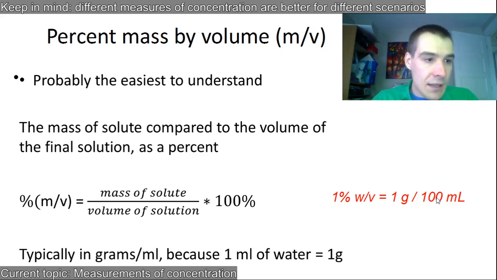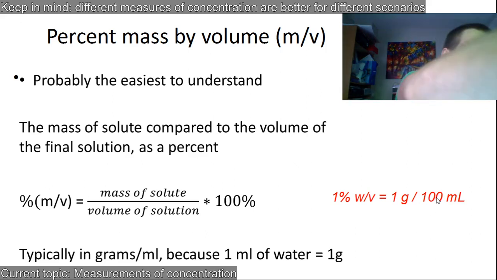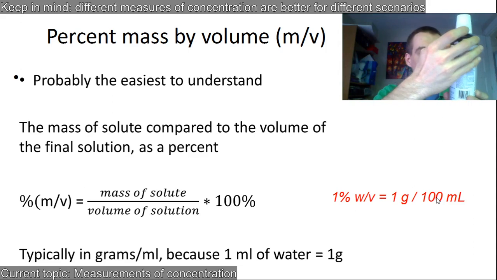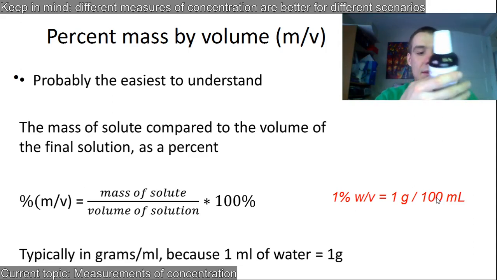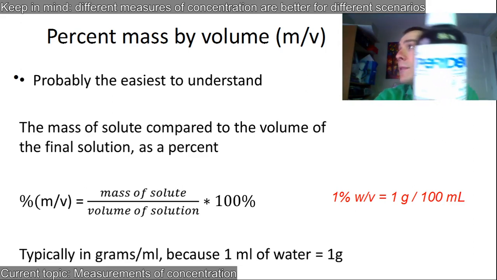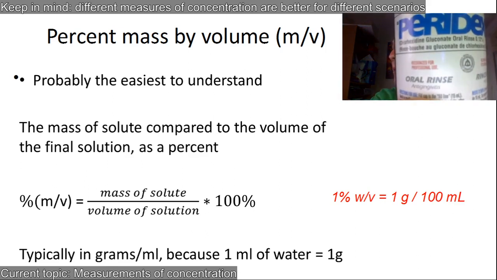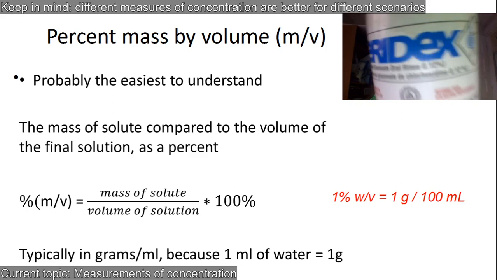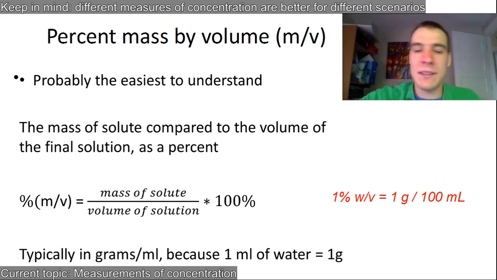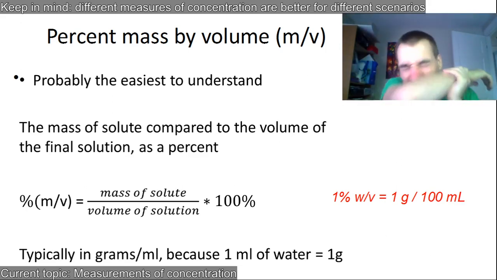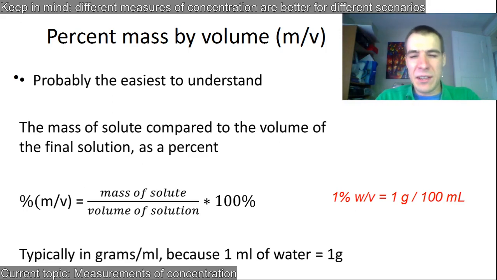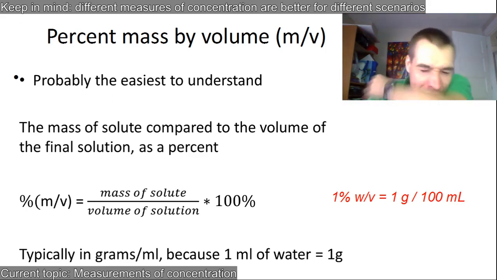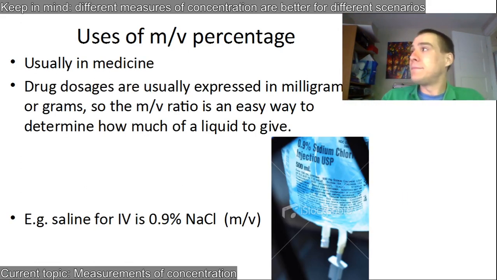And you see that in a lot of medicine. So this thing, for example, this Paradex, which is a mouthwash, is 0.12%. That's going to be mass of the active ingredient per volume of solution. So you'll see that reported a lot in medicine. Medicine is very commonly used as a mass per volume.